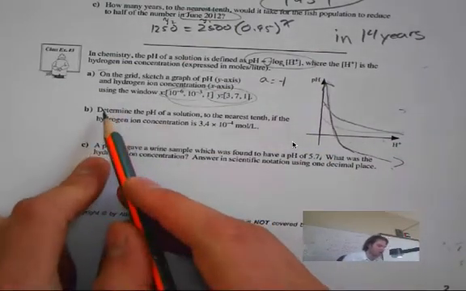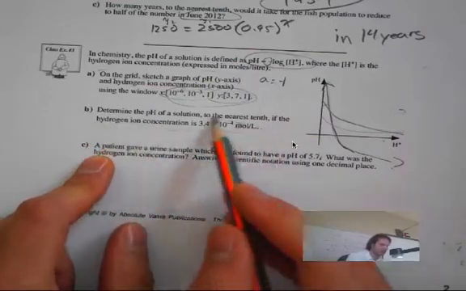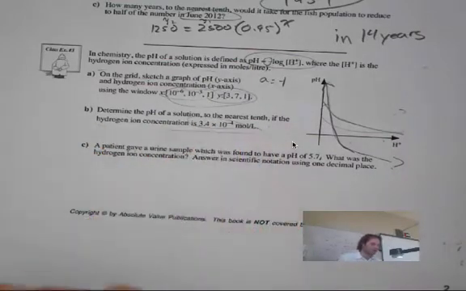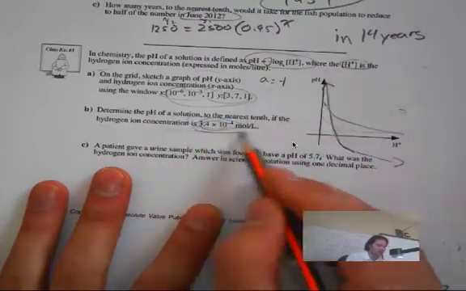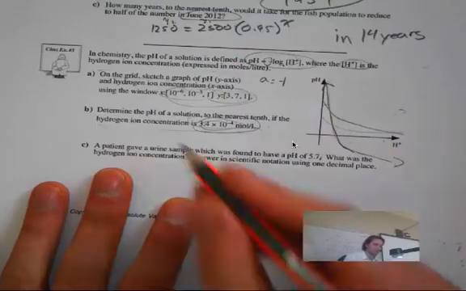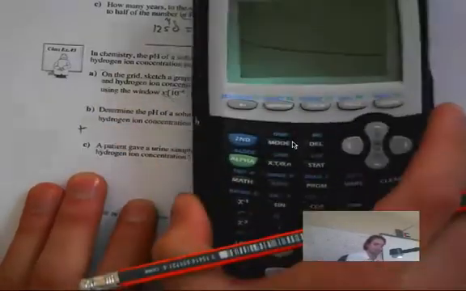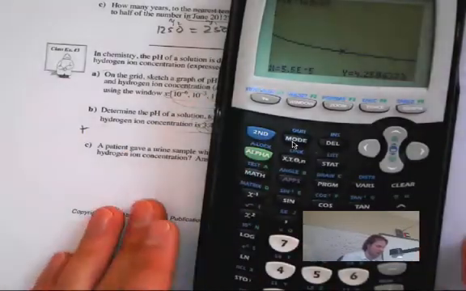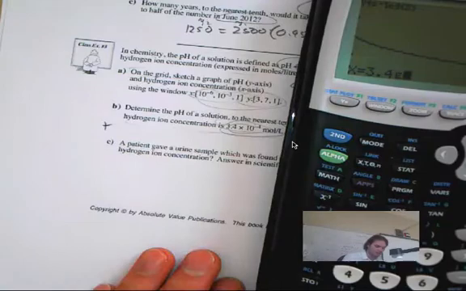Okay? So now it says, determine the pH of the solution to the nearest tenth of the hydrogen concentration at that value. So this is the concentration, where H is the hydrogen concentration. So this is my x value. So to find this, I'm just going to trace. This is my x, because H is x. So I hit trace, and I want 3.4 and -10, or -4.